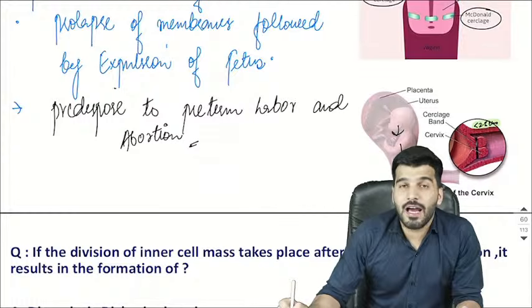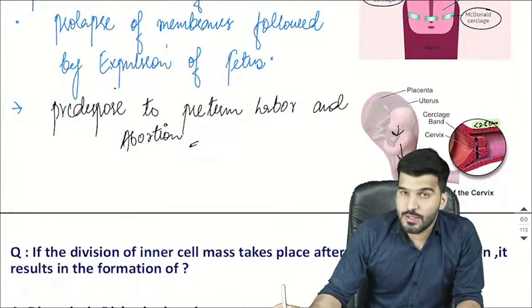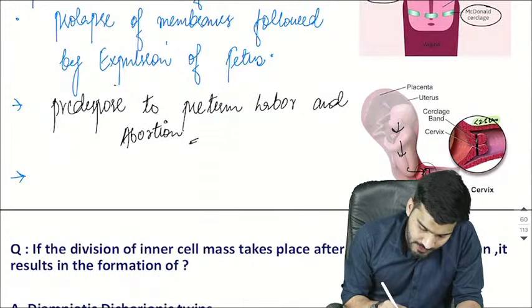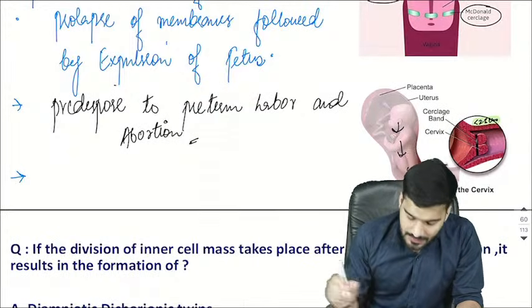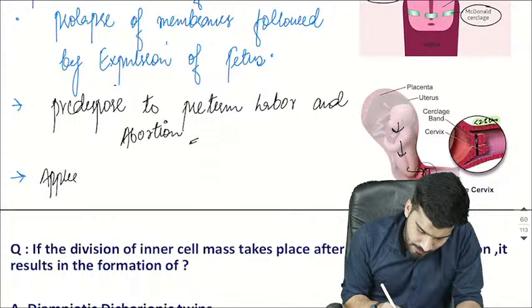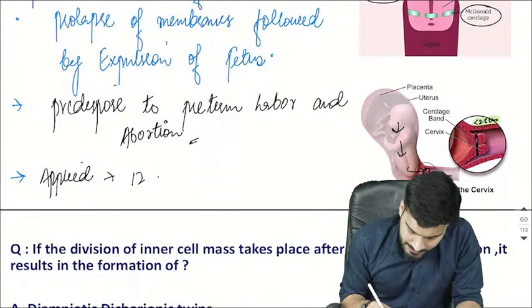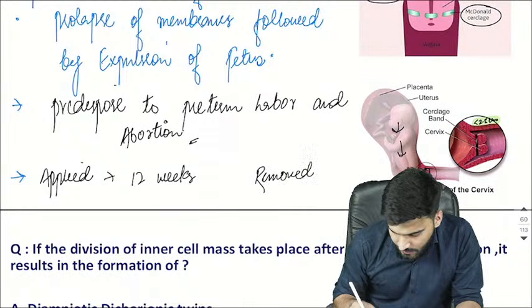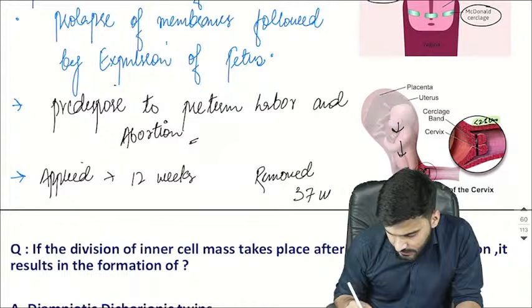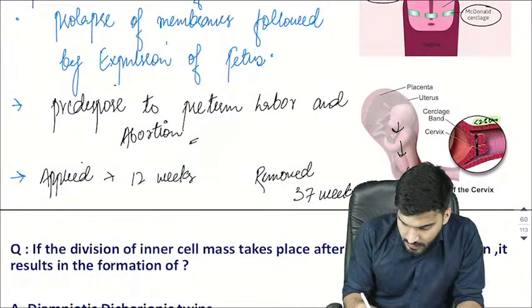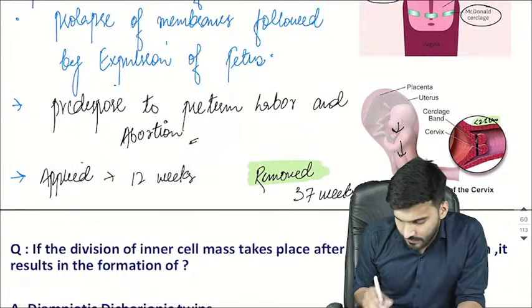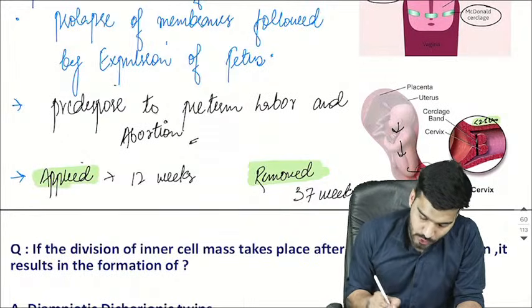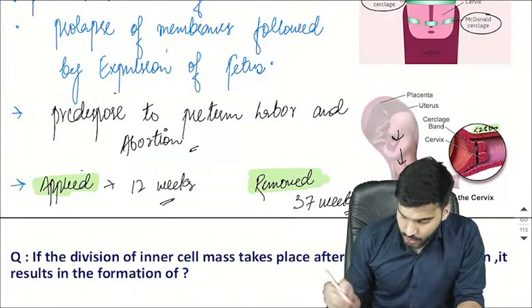So the female will have a history of abortion as well in a clinical case. Followed by that, what will be the treatment? The treatment is going to be the cerclage. We apply this cerclage around 12 weeks and remove it around 37 weeks. That is going to be the treatment for a short cervix.